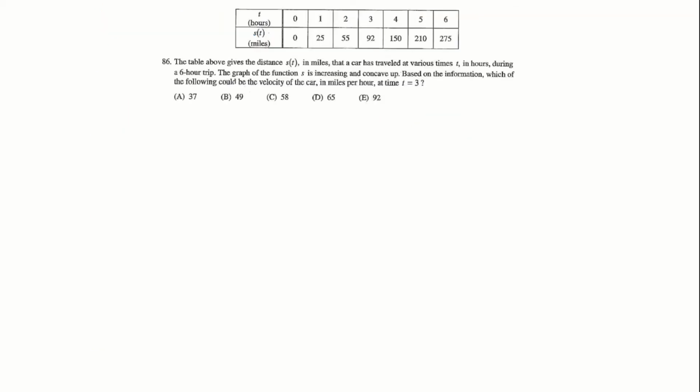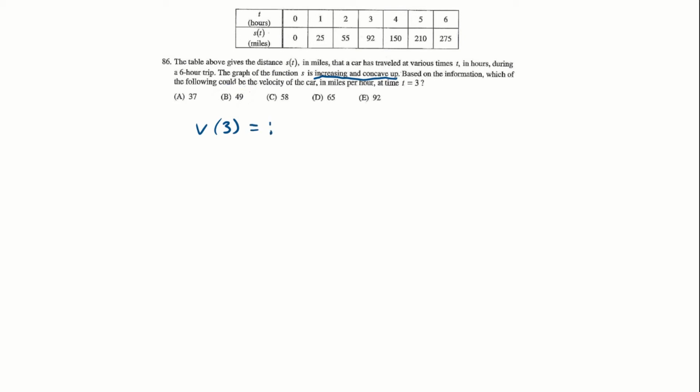Finally, the last question we're given. The table above gives the distance, s of t, in miles that a car has traveled at various times during a 6-hour trip. The graph of the function s is increasing and concave up. Okay, that basically is telling us nothing fishy happens in between these values. If it looks like it's increasing, it does in fact continue increasing. Based on the information, which of the following could be the velocity of the car at t equals 3?